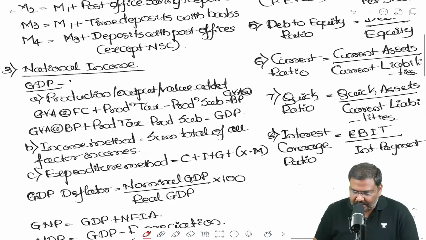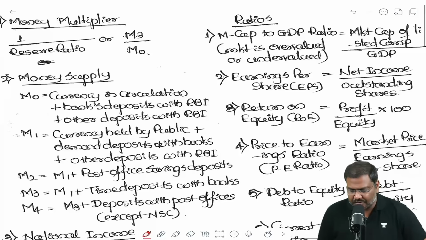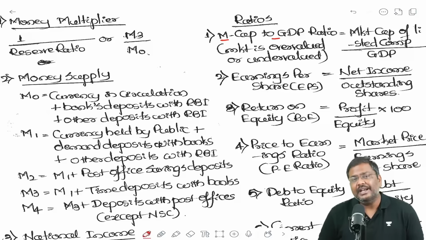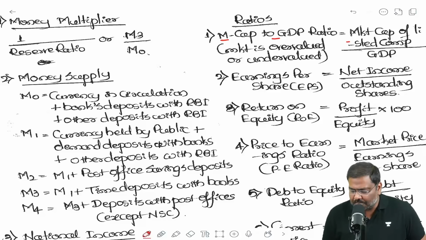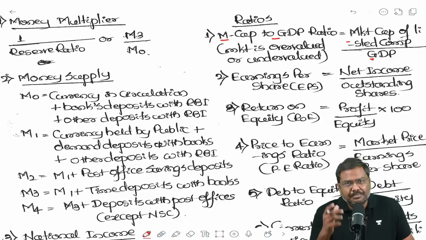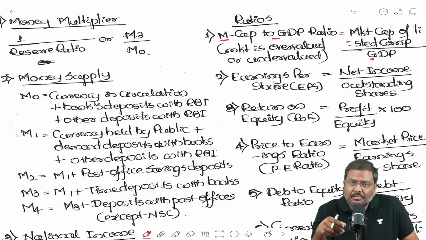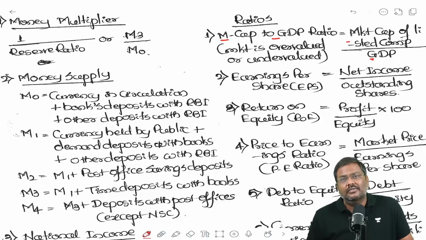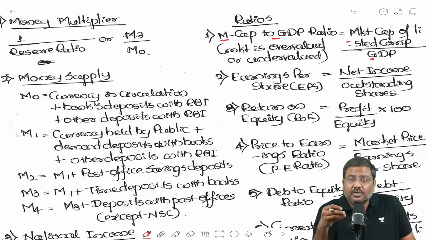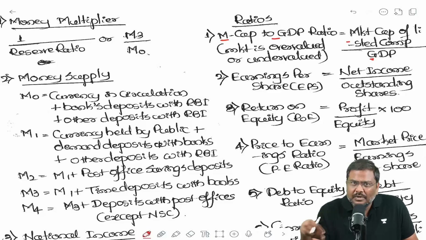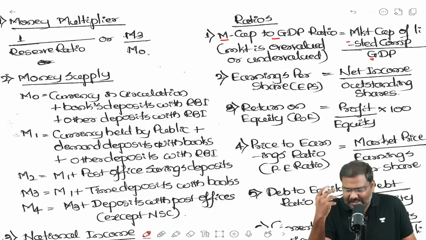Now let's look at certain important ratios from the financial market. MCAP to GDP ratio. It is the market capitalization of all the listed companies divided by the gross domestic product. This ratio will help you in identifying whether the market is overvalued or undervalued. In the same context, please remember there is also one more index called the volatility index to determine how much is the volatility in the market.